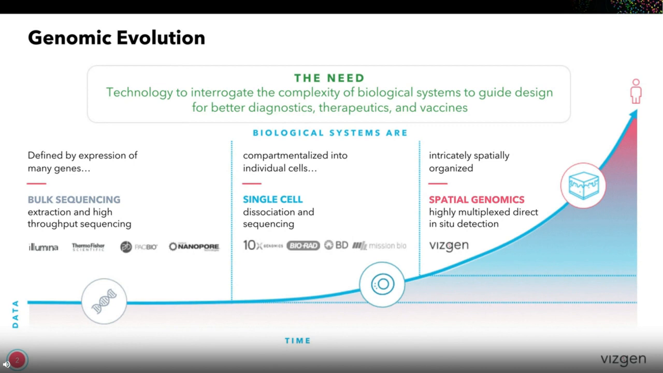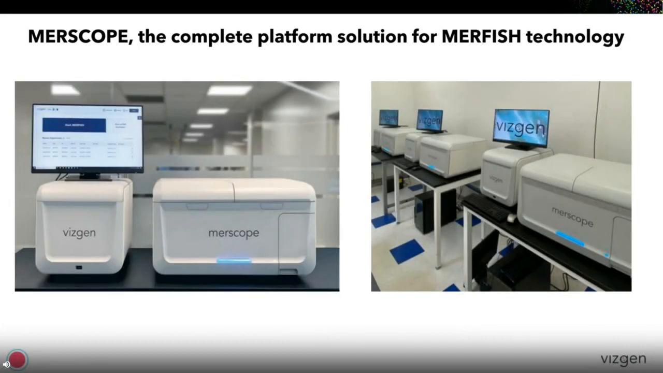As many biological problems do require multiplexed, spatially resolved single-cell measurements, we see a huge demand for technologies that can satisfy this criteria, and that's what we are working on within VizGen. Specifically, we are commercializing a technology called MERFISH that enables in situ single-cell transcriptome profiling, and our commercial product, MERSCOPE, pictured here, is the complete platform solution for MERFISH technology.